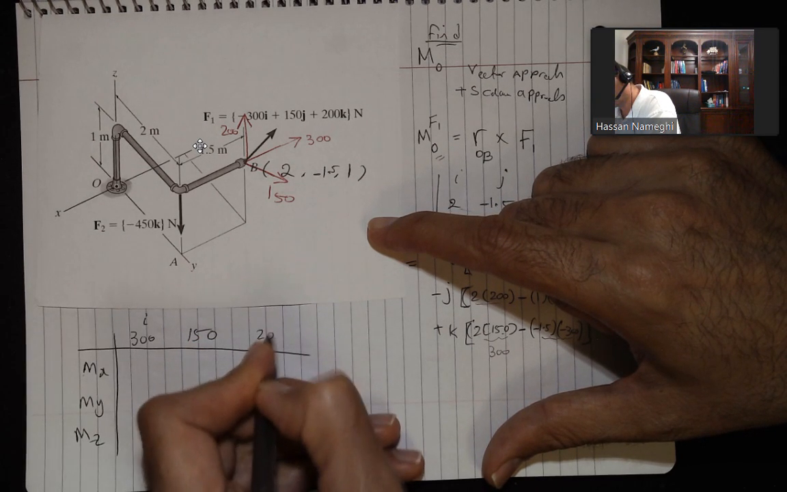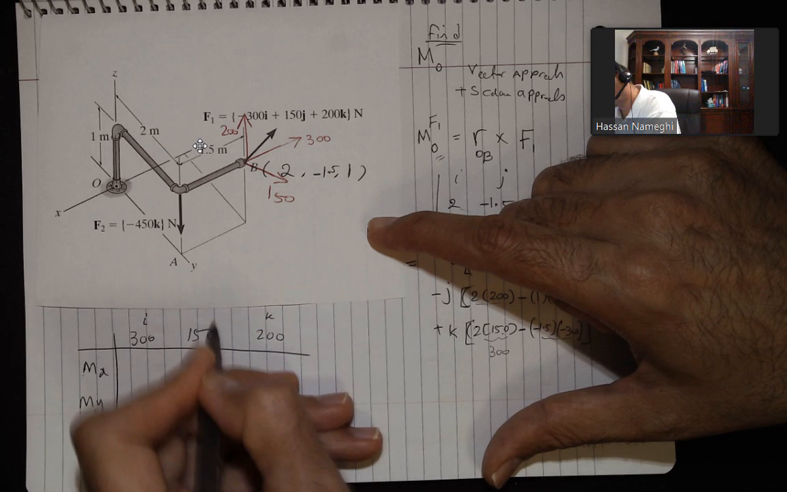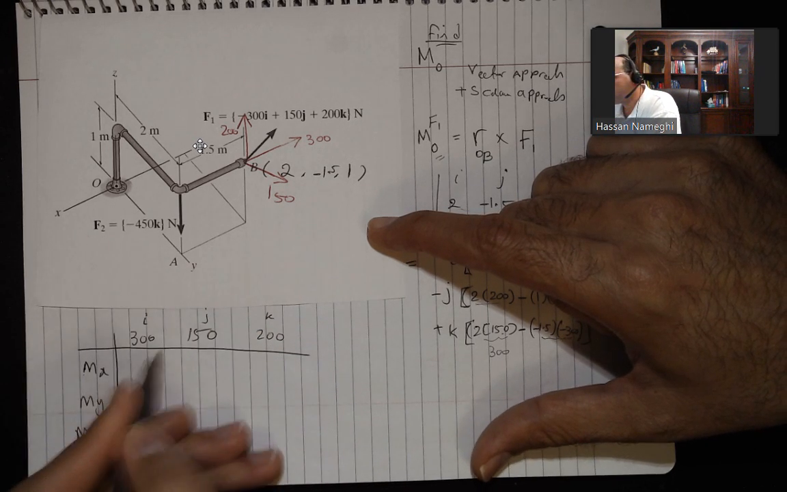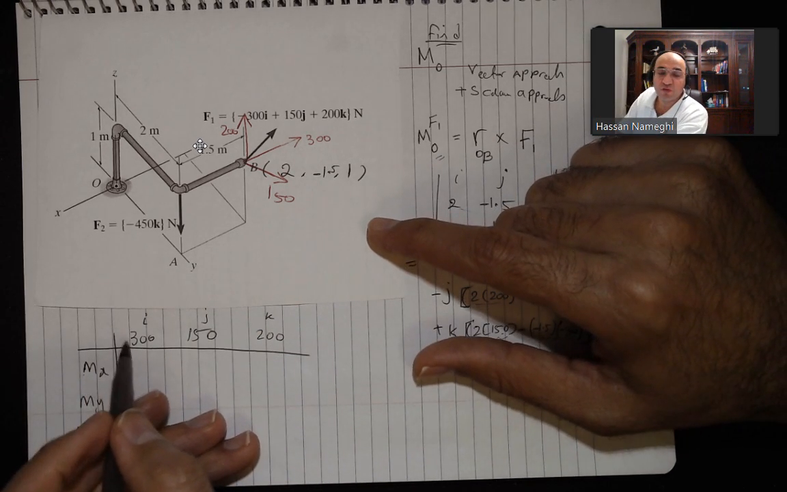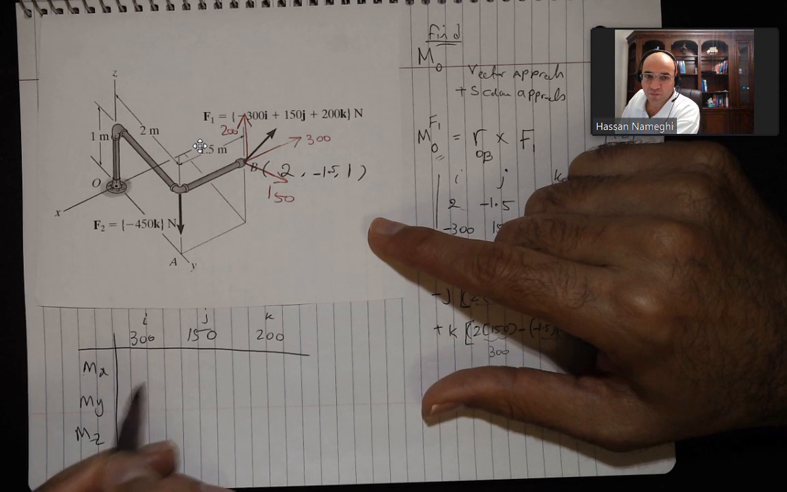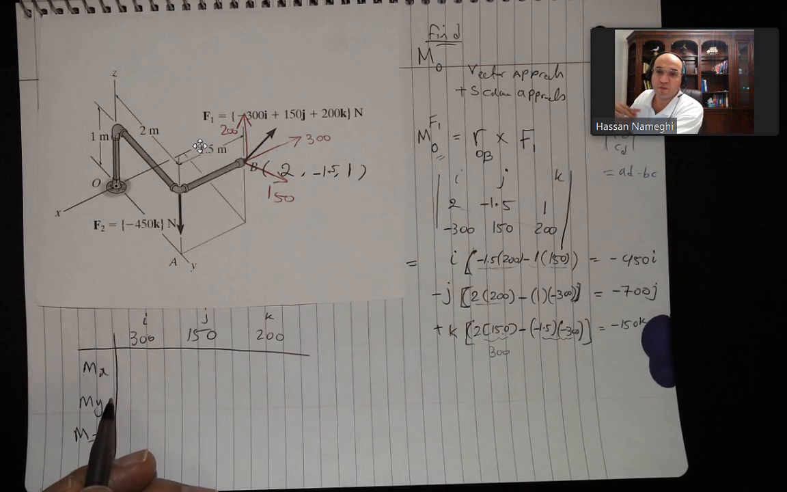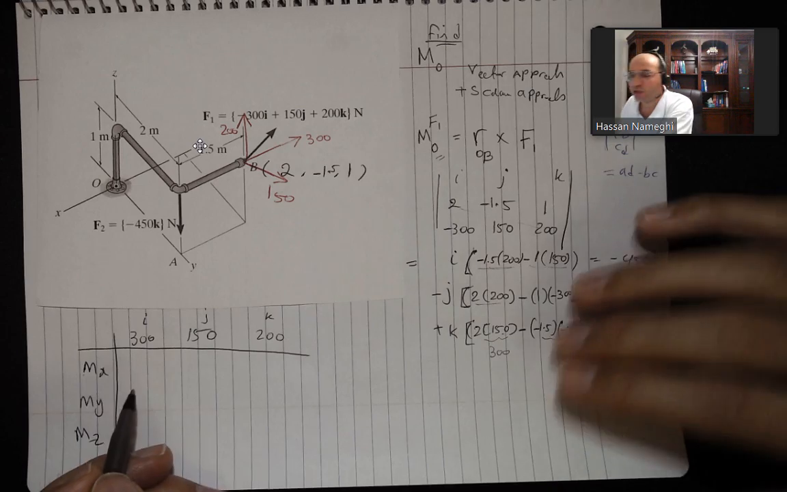And then 200, which is on the k. I didn't put the negative here. The negative will make you confused. Sometimes you multiply by negative. In a scalar approach, positive and negative is coming from clockwise or counterclockwise rotation.